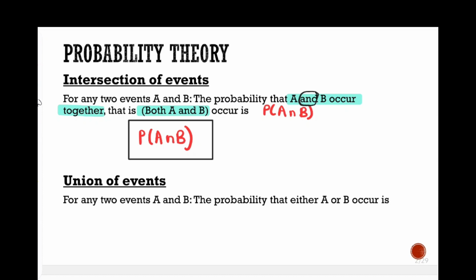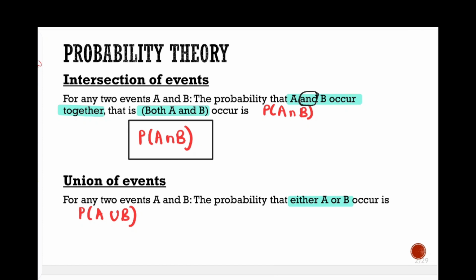Then for union of events, we are being told that for any two events A and B, the probability that either A or B occurs, so the condition here is either A or B occurs. In the first case it was A and B. In the second case it's either A or B occurs, and this is known as probability of A union B, and it is written as probability of A union B.